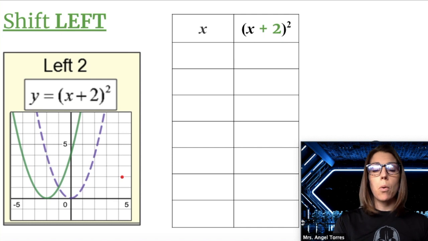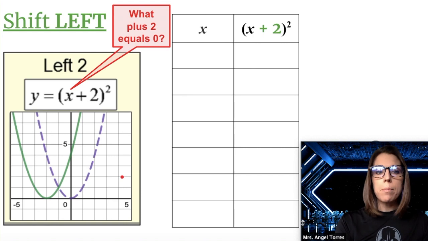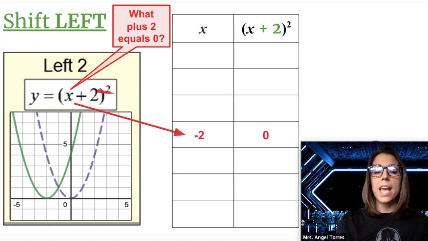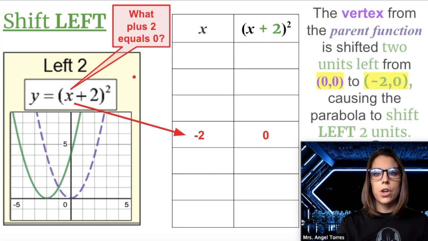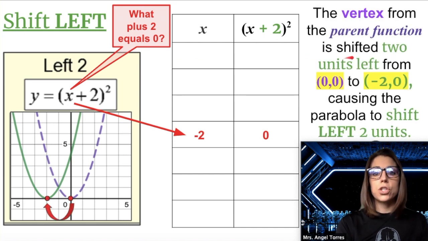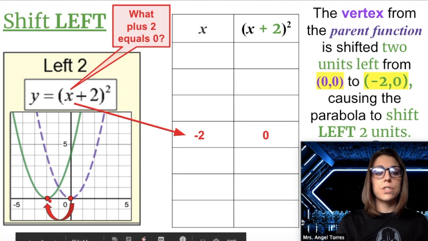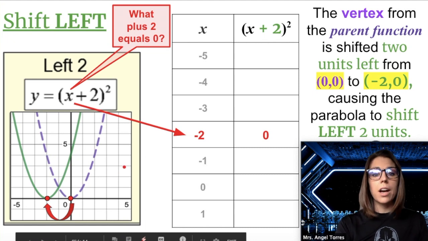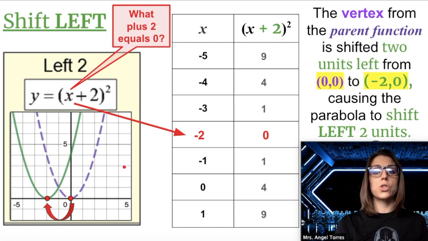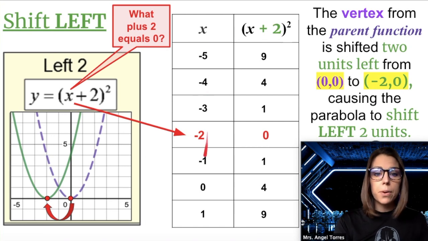Well, the vertex is unique. It's the only point in our parabola which has an output of 0. So we ask ourselves, what plus 2 equals 0? Because if I can make this base 0, I can find the vertex. Well, that would be a value of -2 because -2 plus 2 is 0. So what's really happening here? Well, our vertex is shifted 2 units to the left from (0, 0) to (-2, 0). And what does that do? Well, it causes the rest of our points to also shift. So your inputs are going to change, but not necessarily your outputs.